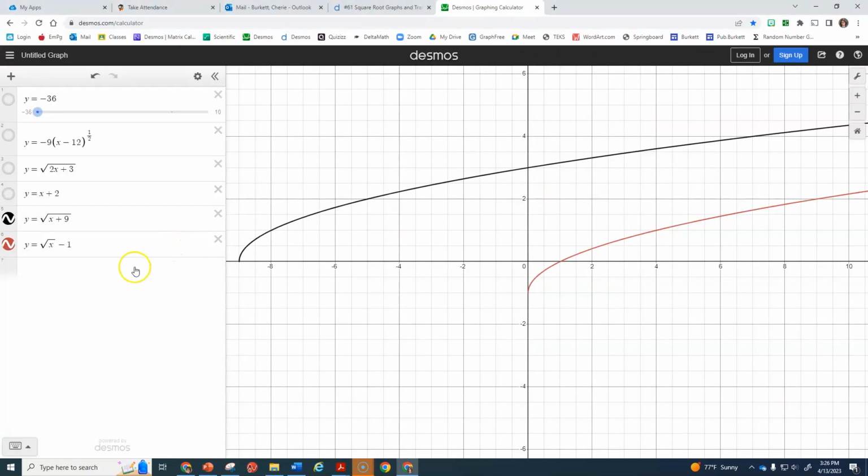I know that you guys like the digital assignments because you get immediate feedback, but there is a way to get immediate feedback even if you're not doing a digital assignment. And this is how you can do it. Check by graphing.